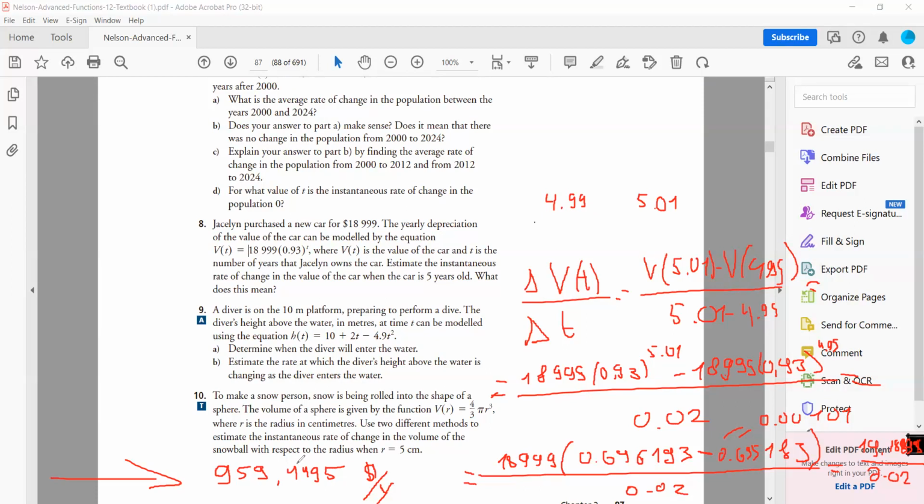But take a look at it. My instantaneous rate of change is positive, isn't it? So it means that this car would become more expensive in 5 years. If my rate of change would be negative, that would mean that the price for the car went down. But in this case, I can see that the price for the car went up. So this is the conclusion from this particular example.